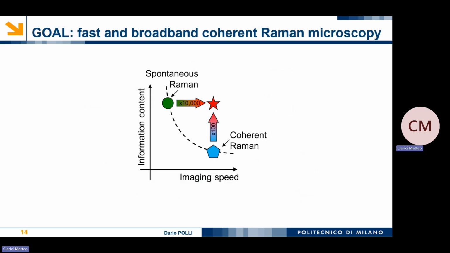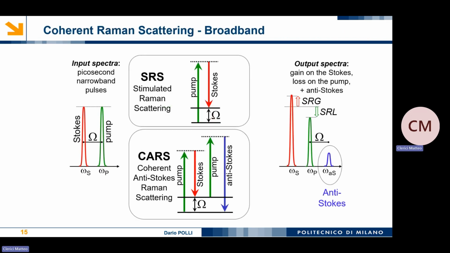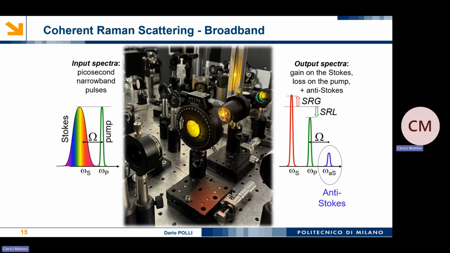Another way to go in this upright corner is shown in the following. So how can you do this? Well, you can, for example, replace a narrowband pulse with a broadband pulse. Now, instead of having two picosecond pulses, you have one picosecond and one femtosecond pulse. It can be either the pump or the Stokes, but typically you prefer the Stokes because of some limitations in the CARS. And now you need to generate broadband light.